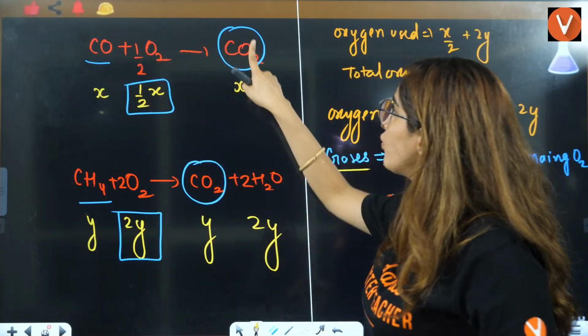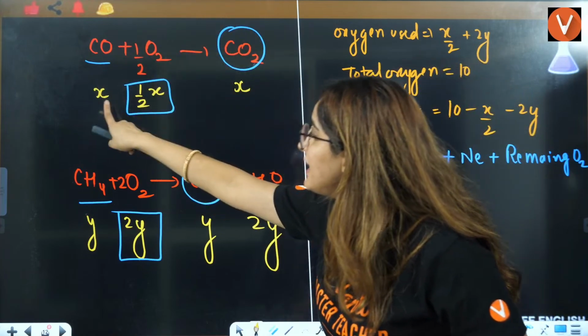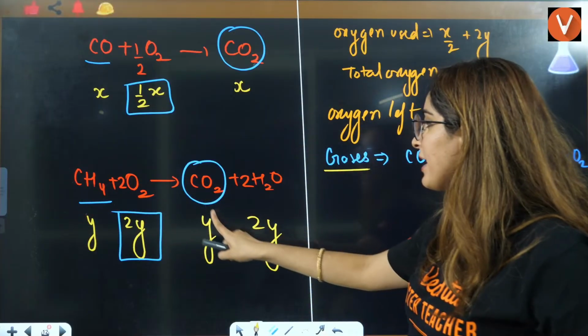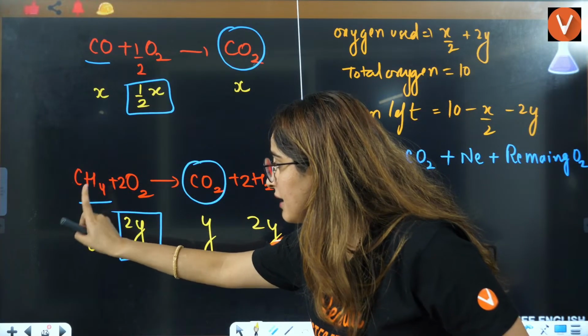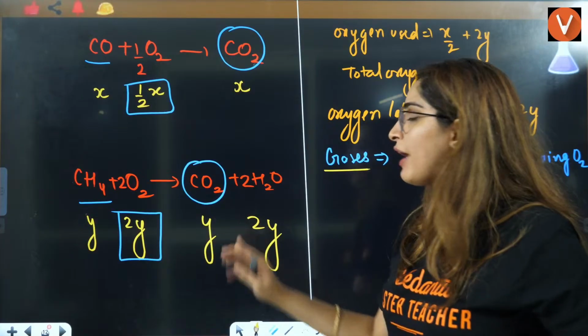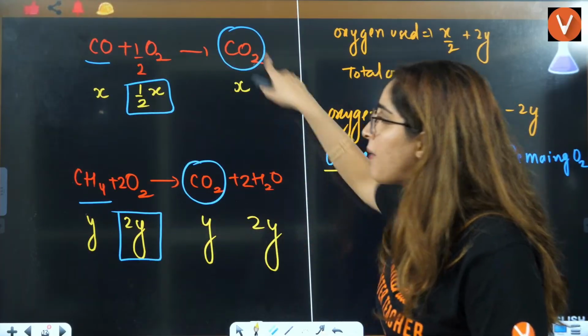1 mole is giving you 1 mole, so X mole will give you X mole. So X milliliter will give you X milliliter. Y mole is giving you Y mole, then 1 mole will give you 1 mole. So Y milliliter will give you Y milliliter. This is where I have used stoichiometry in this particular part.